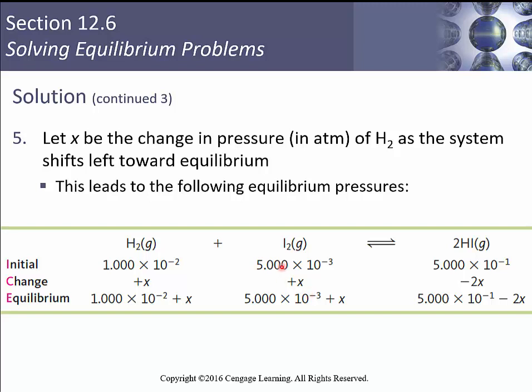And at equilibrium, we're just going to add up the I line and the C line together. So it's 1 times 10 to the minus 2 plus x, and 5 times 10 to the minus 3 plus x, and 5 times 10 to the minus 1 minus 2x. Where is this 2 coming from? From the stoichiometric coefficient over here. So every time I make an I2 or I make a hydrogen, I'm going to use up 2 HIs to do that.